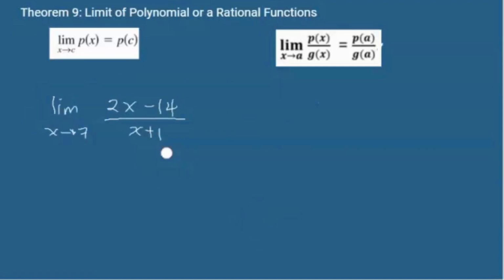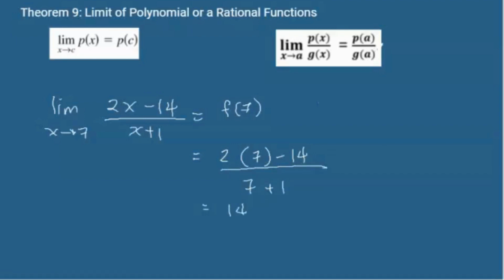Limit of 2x minus 14 over x plus 1 as x approaches 7. So this is equal to f of 7. So this is equal to 2 times 7 minus 14 over 7 plus 1. So 2 times 7 is 14, minus 14, over 7 plus 1 is 8. 14 minus 14 is 0 over 8. So the answer is 0.